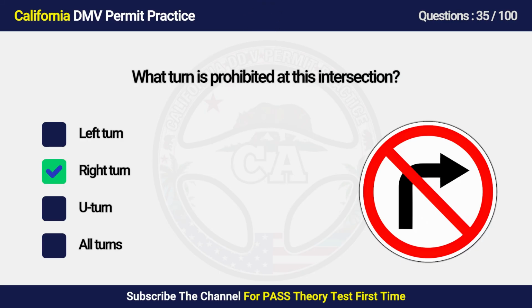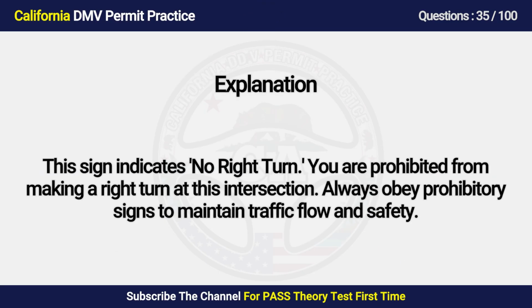Answer is B. Right turn. This sign indicates no right turn. You are prohibited from making a right turn at this intersection. Always obey prohibitory signs to maintain traffic flow and safety.